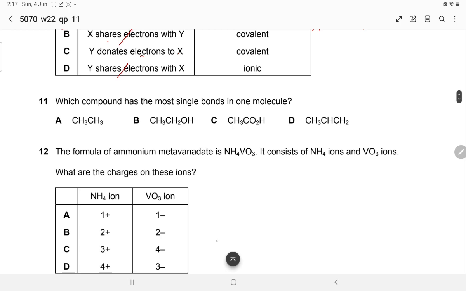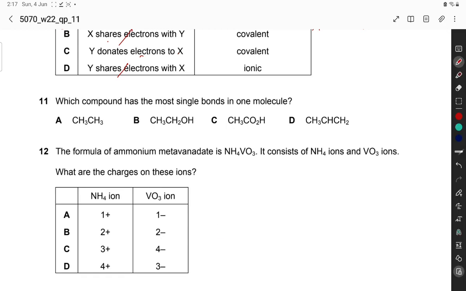Which compound has the most single bonds in one molecule? CH3, which has the most single bonds. So this is CO2, most single bonds. This is A.